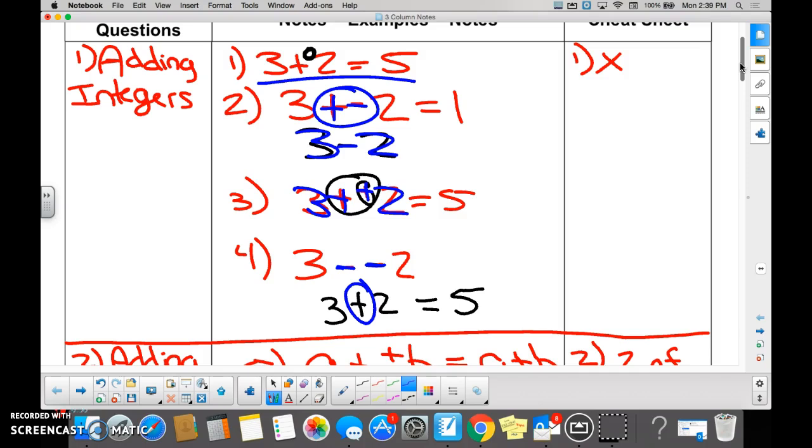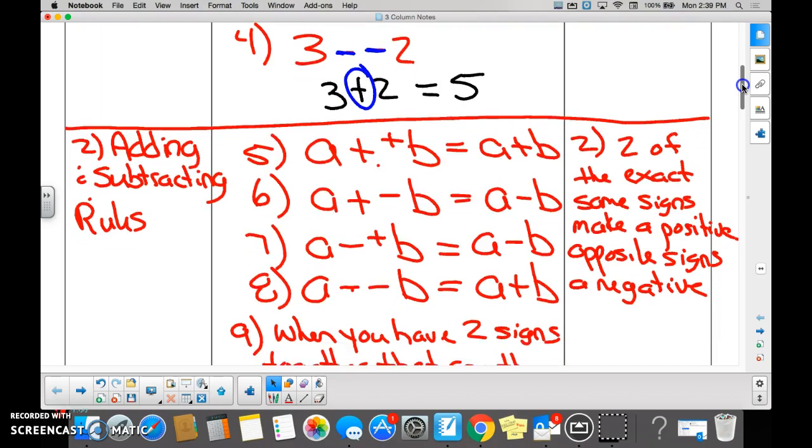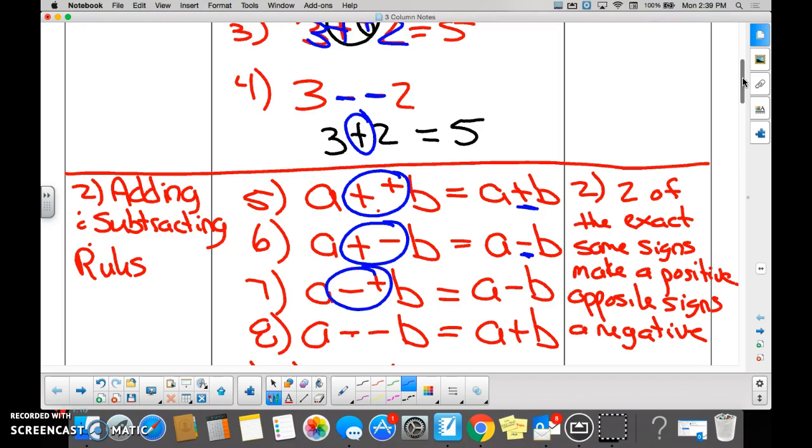So we went down to number 2. We said, forget the cheat sheet idea for main idea number 1. Let's talk about the rules, and I gave you some variables. You guys remember the variables? Yeah. So what happens when you have two positives? What happens when you got A plus a positive B? What does the rewrite look like? Positive. What if you have a positive and a negative together? Negative. What if you have a negative and a positive together? Negative. And what if you have a negative and a negative?